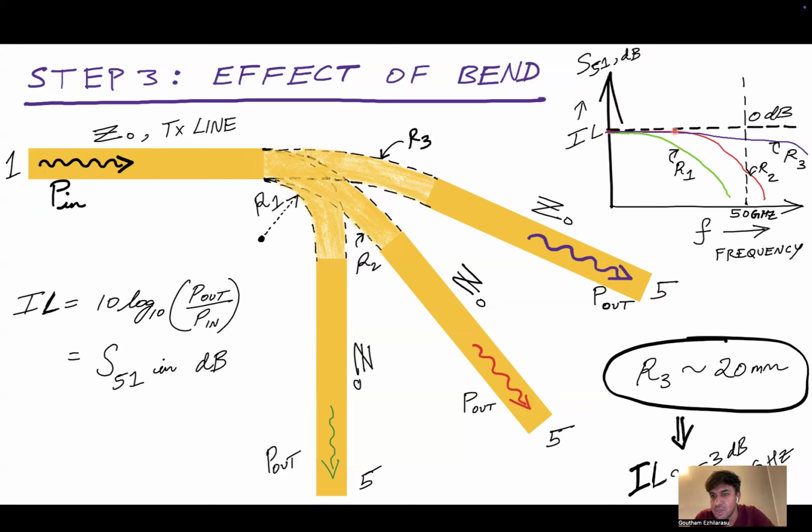And you can see how the insertion loss is changing with frequency for different radii of bending. For the radius of bending R3, which is much larger, the insertion loss is much closer to 0 dB, which means it is a much better match for the frequency range of interest, up to 50 gigahertz. But for the cases where the radius of curvature is much smaller, or the bend is much sharper, the fall in the insertion loss is much more rapid with frequency. So this is not good, right?